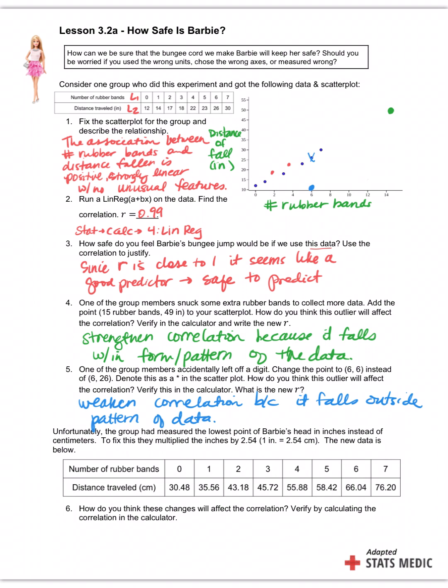Okie doke. All right, last little curveball to throw at you. Unfortunately, the group had measured the lowest point of Barbie's head in inches instead of centimeters. That was the directions, to do centimeters. So to fix this, they took the distance in inches and multiplied all of them by 2.54. What do you think this did to our R value?